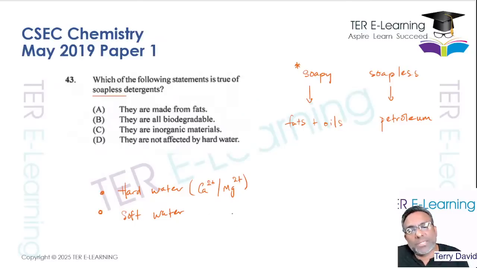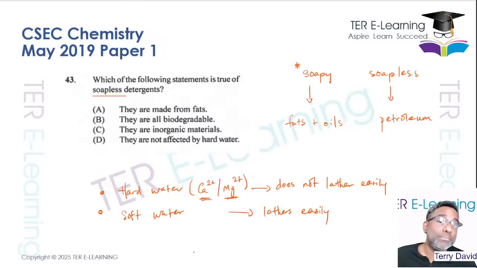So when it comes to soft water, it lathers easily. Those of you who ever tried to bathe in rainwater know it produces soap and it takes a while before you wash off that soap. When it comes to hard water, it does not lather easily. And what also happens is that when you mix that soapy detergent, the presence of the Ca2+ and Mg2+ produces scum, right?